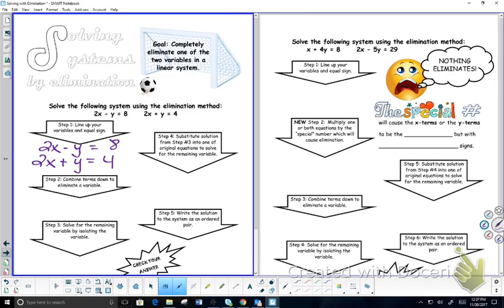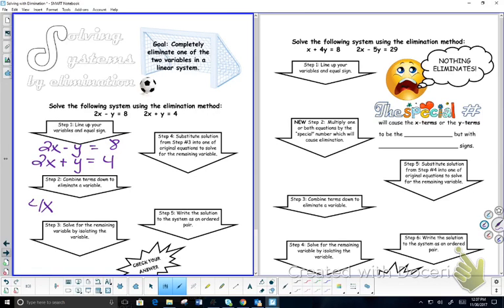Ready? This one is set up for elimination. Why? Do you see something that's going to eliminate when I combine these? The Y's are going to wipe out, aren't they? We're going to do it just like if we were adding up and down. How many X's am I ending up with? 2X and 2X? 4X.